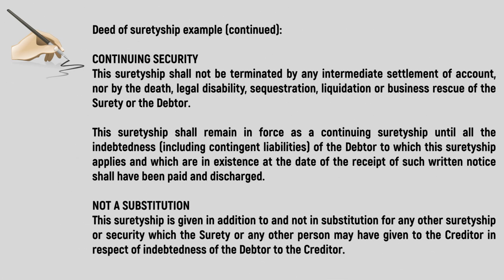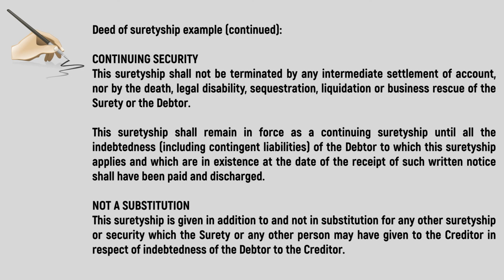Continuing security. The suretyship shall not be terminated by any intermediate settlement of account, nor by the death, legal disability, sequestration, liquidation, or business rescue of the surety or the debtor. The suretyship shall remain in force as a continuing covering suretyship until all the indebtedness, including contingent liabilities of the debtor, to which the suretyship applies and which are in existence at the date of receipt of such written notice, shall have been paid and discharged.